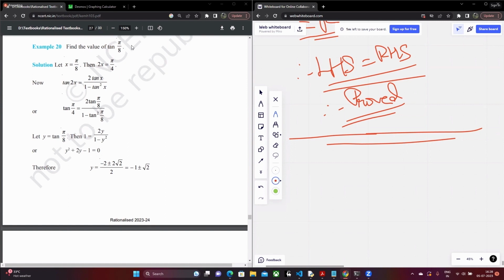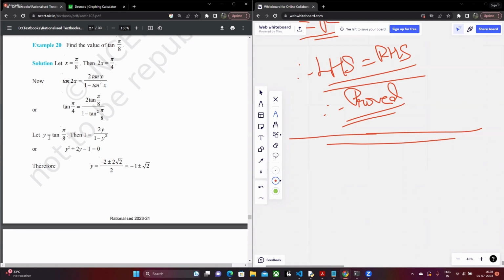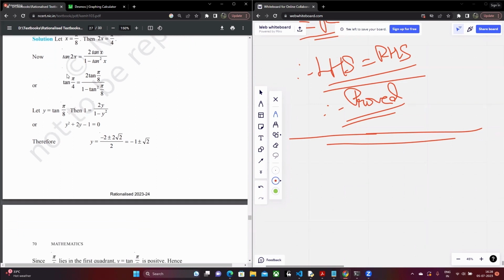Look at this. I told you before about pi by 8, that is 22.5 degrees. And what I've done is taking x to be pi by 8, then 2x is going to be pi by 4. So they have applied the tan 2x formula from which they have gotten this tan of pi by 8 out, right? This basic substitution of variable, and then they have substituted the value for tan pi by 4.